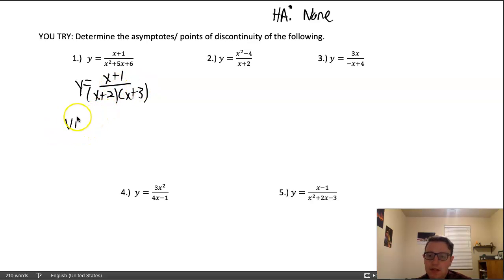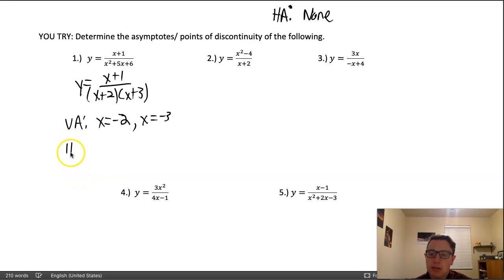Okay, what about vertical asymptotes? Where do we have vertical asymptotes? Vertical asymptotes happen where the denominator equals 0. So what would make the denominator equal to 0? Negative 2 would. It would make our first term equal to 0. And negative 3 would. It would make our second term equal to 0. So we have vertical asymptotes at x is equal to negative 2 and negative 3.